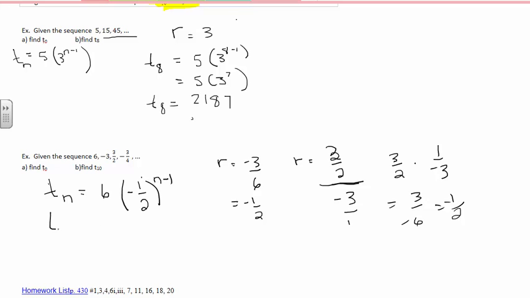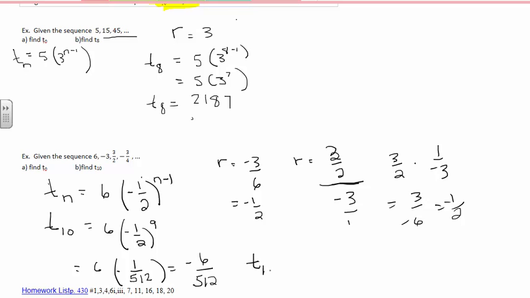So if I'm looking for the 10th term, I have 6 times negative 1/2 to the power of 9. 10 minus 1 is 9. I always do my exponent first. Don't work from left to right. 1 to the power of 9 stays as 1. Because 9 is an odd number, I know that my base is going to stay negative. 2 to the power of 9 is 512. And then I multiply my 6 in, so I have negative 6 over 512, which gives me a final answer of the 10th term is negative 3 over 256. So the 10th term of that sequence will be negative 3 over 256.